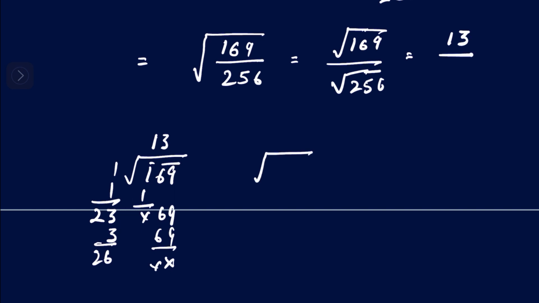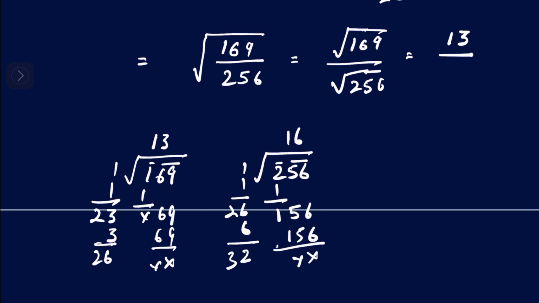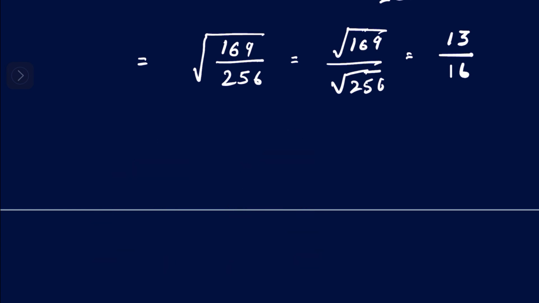Similarly, square root of 256 you can calculate. Make the pairs. 1 times 1 is 1. Bring the 56 down. 6 times 26 is 156. So square root of 256 is 16. So this is your answer. Either reduce the fraction, factorize the fraction separately, find the square root separately, and find the answer.